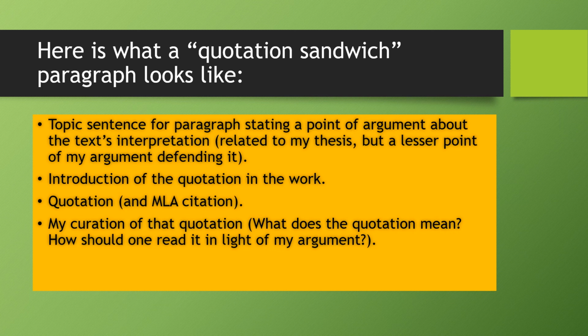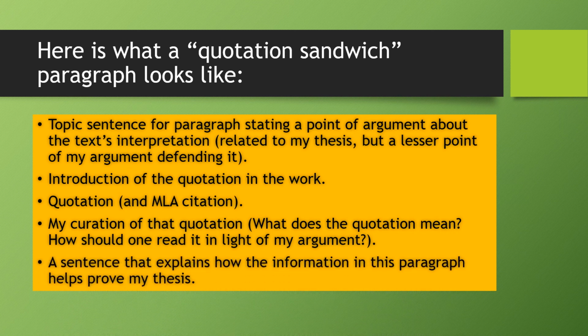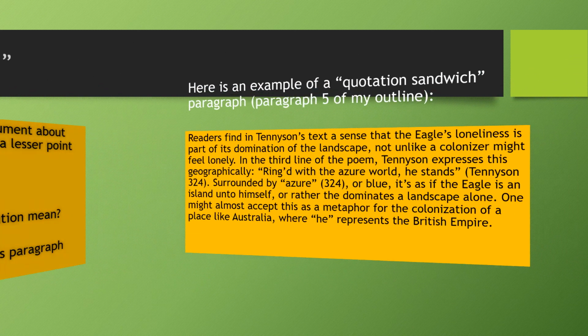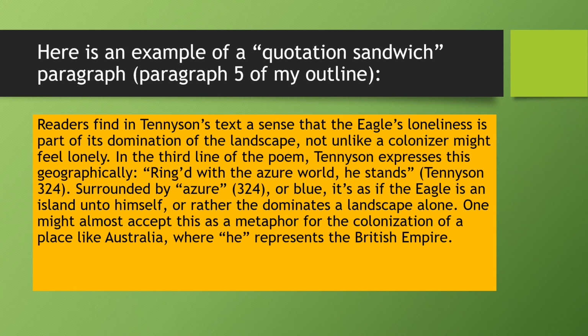How should one read it in light of my argument? It's not enough for me to just throw the quote in there. I have to be able to tell you why you should understand that quote in light of my thesis. How does this information help prove my argument? And then a sentence that explains how the information in this paragraph overall helps prove the thesis. Of exactly what I'm talking about using this model. This is an example of what would have been paragraph 5 in my outline.